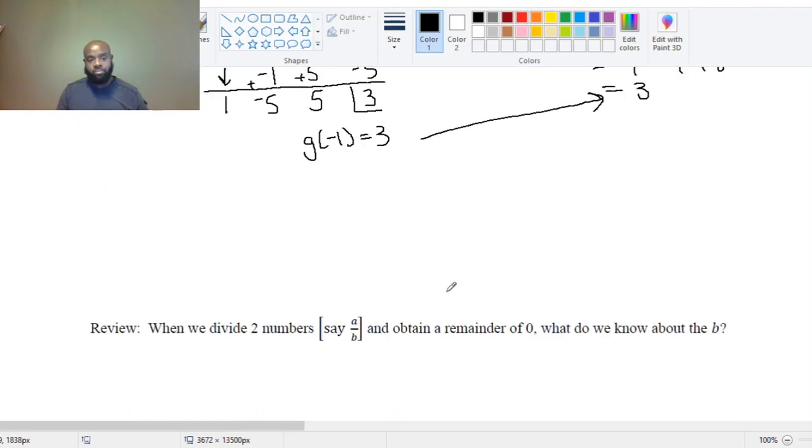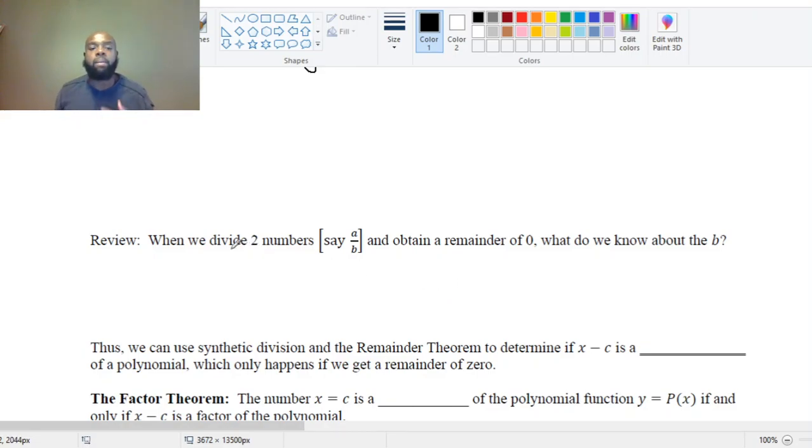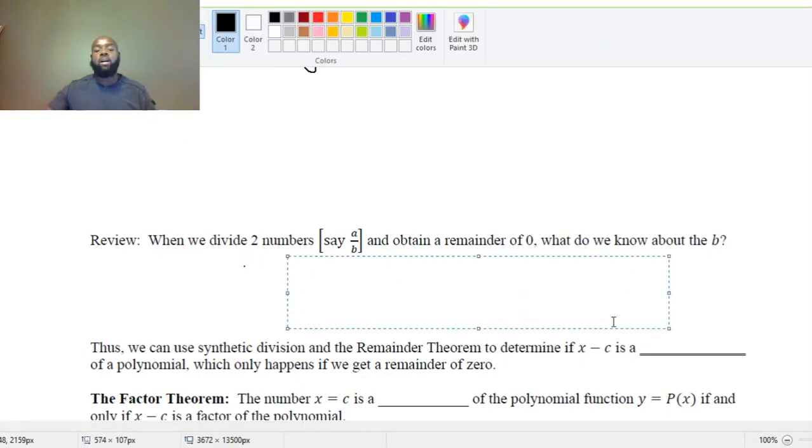We want to remember something about when you divide two numbers. When we divide two numbers and we get a remainder of 0, what do we know about B? Well, one thing that we know about B is that B divides evenly into A.